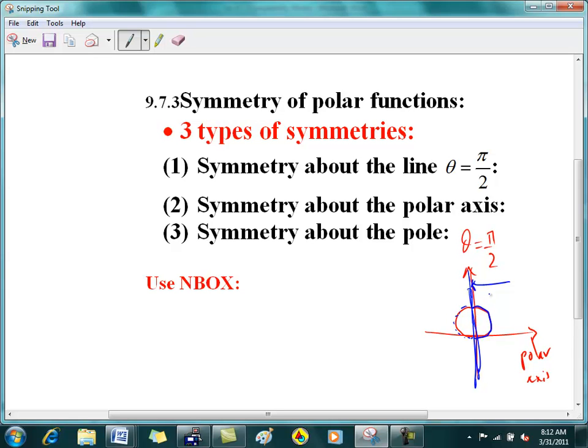In addition to that, we've got two other symmetries. Get that down, and then we'll graph them and see what that means. Okay, what does it mean to say that the graphs are symmetric about polar and about the pole?